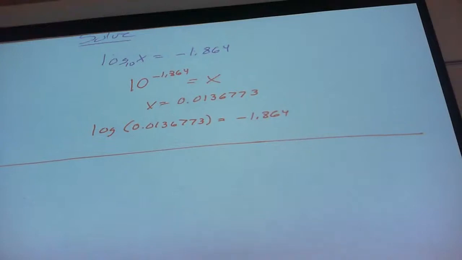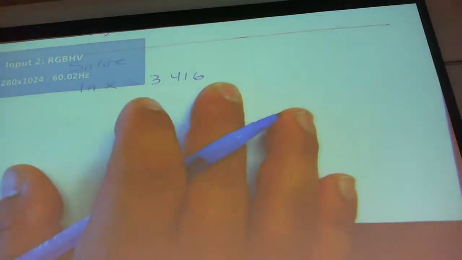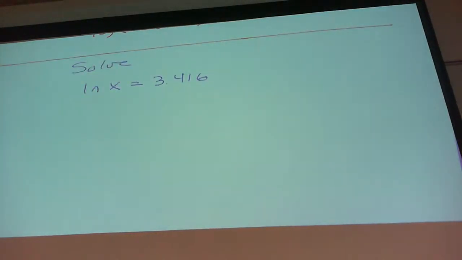And again, notice I'm going a little fast through them. I'm just kind of hitting the ones that I want to make sure you're aware of. So if I ask you to solve ln of x equals 3.416. Some of you may have done it, some of you may have not. Solve ln of x equals 3.416.